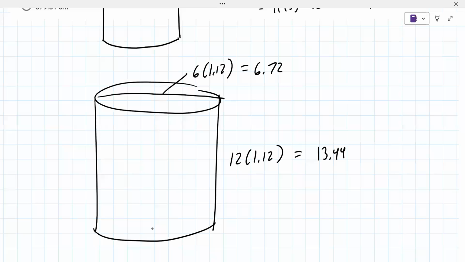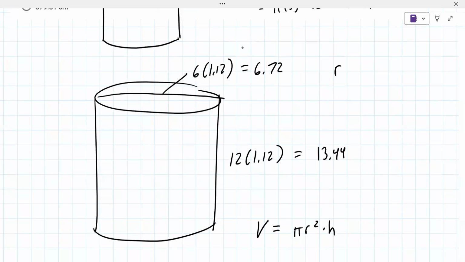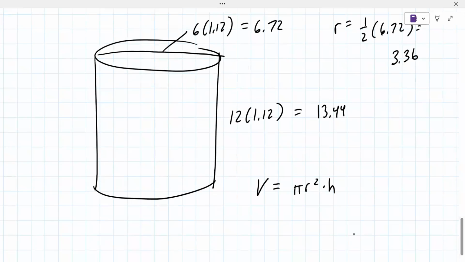Okay, really good. So now to find the volume, it's the area of the base, pi r squared times the height. You have the height. Your radius is going to be half of the diameter, 6.72. That'd be 3.36. Okay. So now you have all the numbers you need. You're supposed to use 3.14 for pi, 3.36 squared, and your height is 13.44.